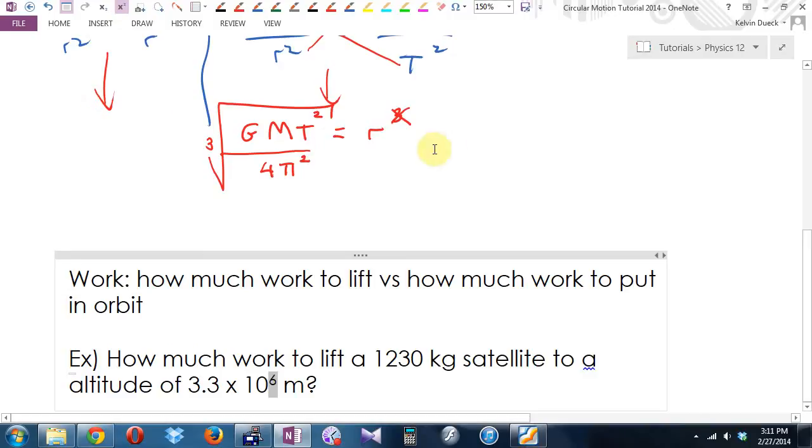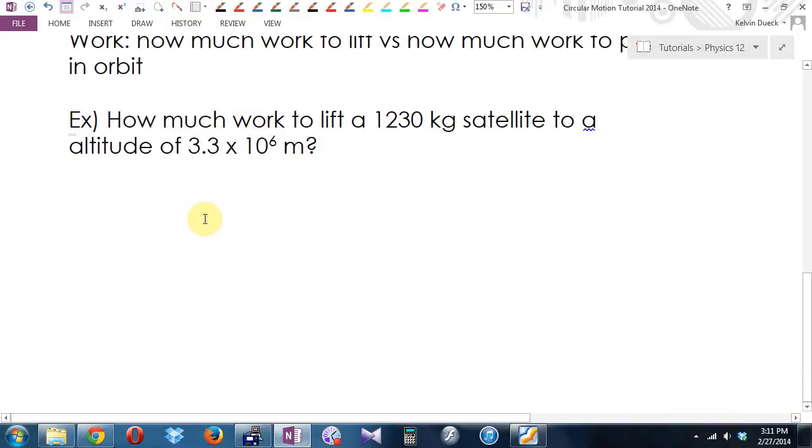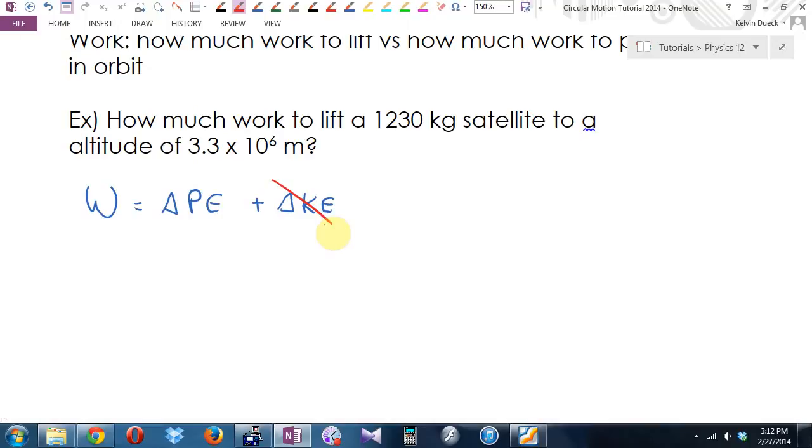Are we in orbit? Nope. So the work is going to be, if we're just lifting it up there, we haven't given it any kinetic energy. In fact, it will come crashing back down to the Earth if we let it go, and that's why, Ashley, I pretended little invisible angels or something are holding it up there.